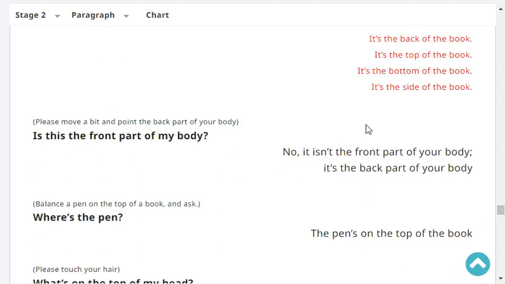Is this the front part of my body? No, it isn't. It's the back part of your body. Very good. Where's the pen? The pen's on the top of the book.